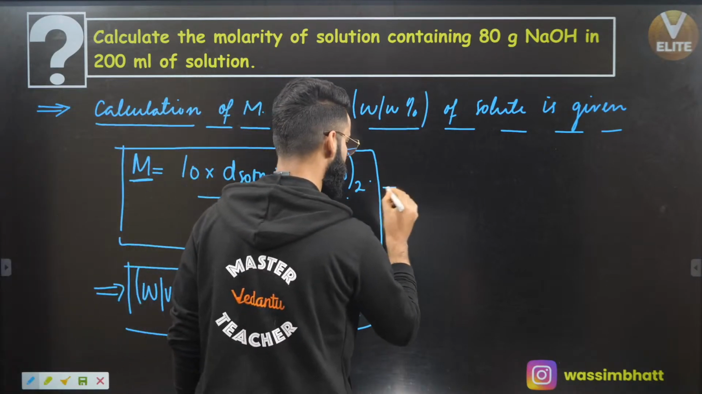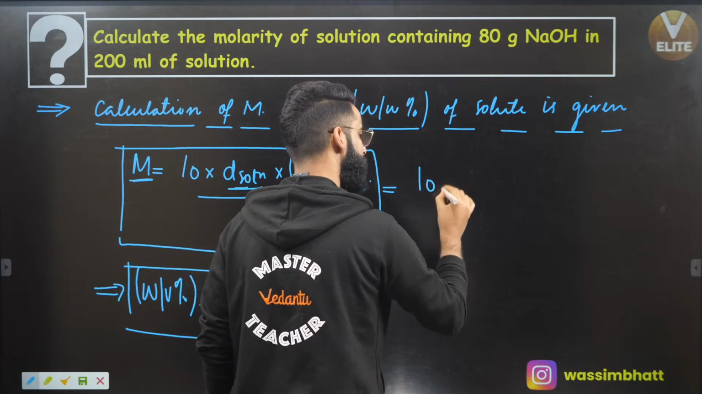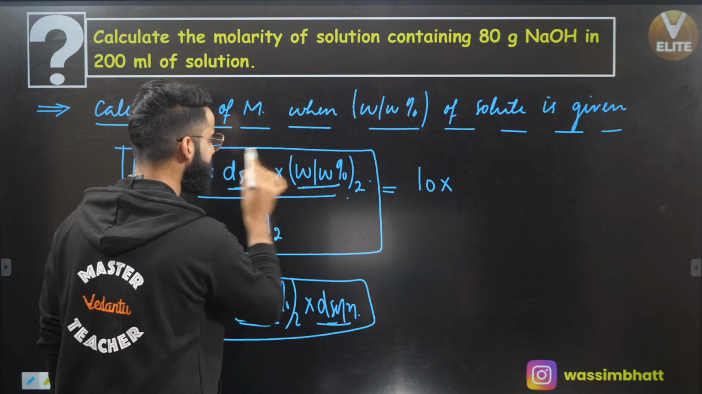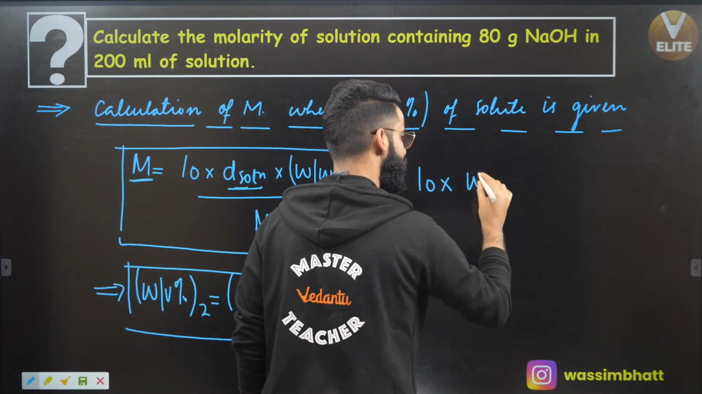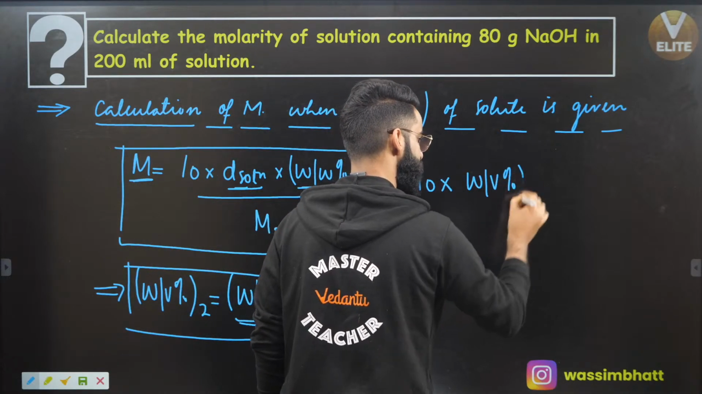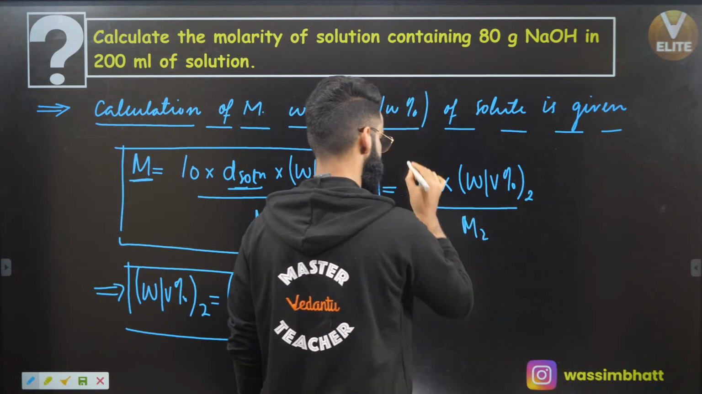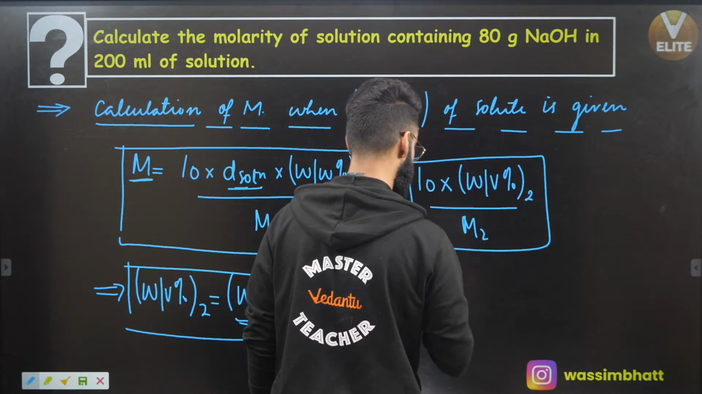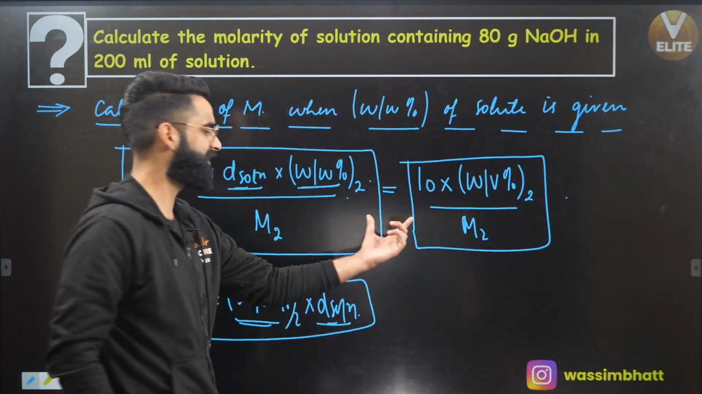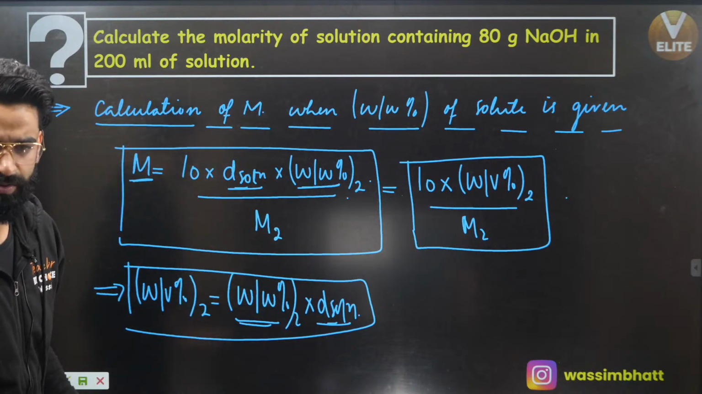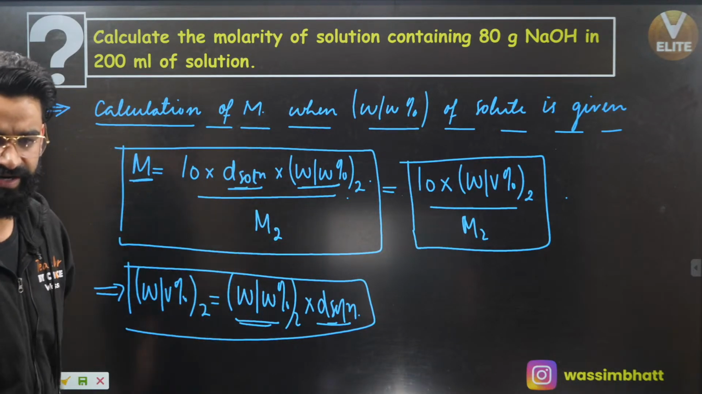So I got one more result. I can write it like this: 10 multiplied by, instead of these two terms, I can simply write weight by volume percent of solute divided by molar mass of solute, correct? This is one more result which you need to take a note of. You'll be using these two results in the form of questions, okay? These are two important results right here.